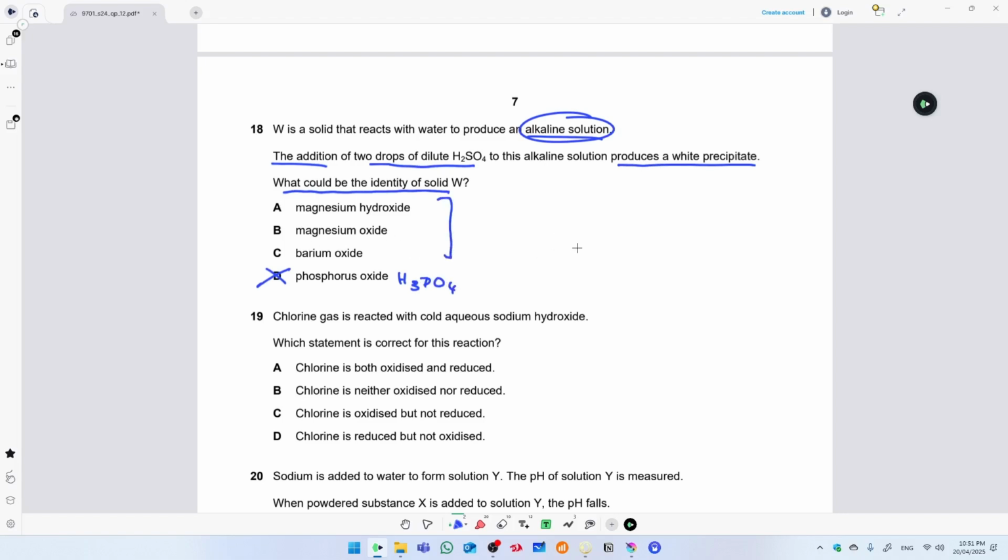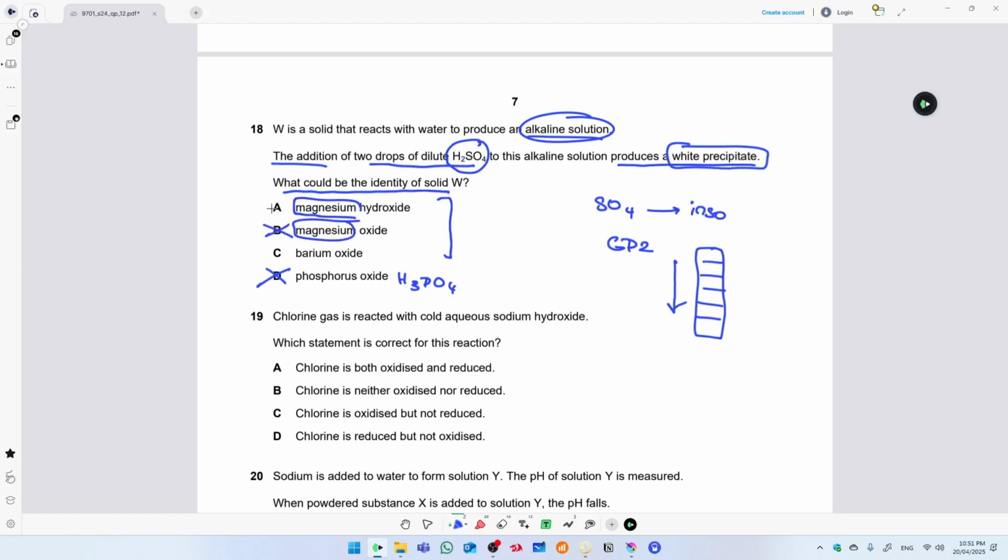Let's see. On addition of dilute H2SO4, it forms a white precipitate. So that means the sulfate is insoluble, and we know that for group 2, the solubility of sulfates decreases down the group, so the elements at the top are more soluble. So magnesium has a soluble sulfate, so magnesium is not the answer. It's going to be barium oxide.